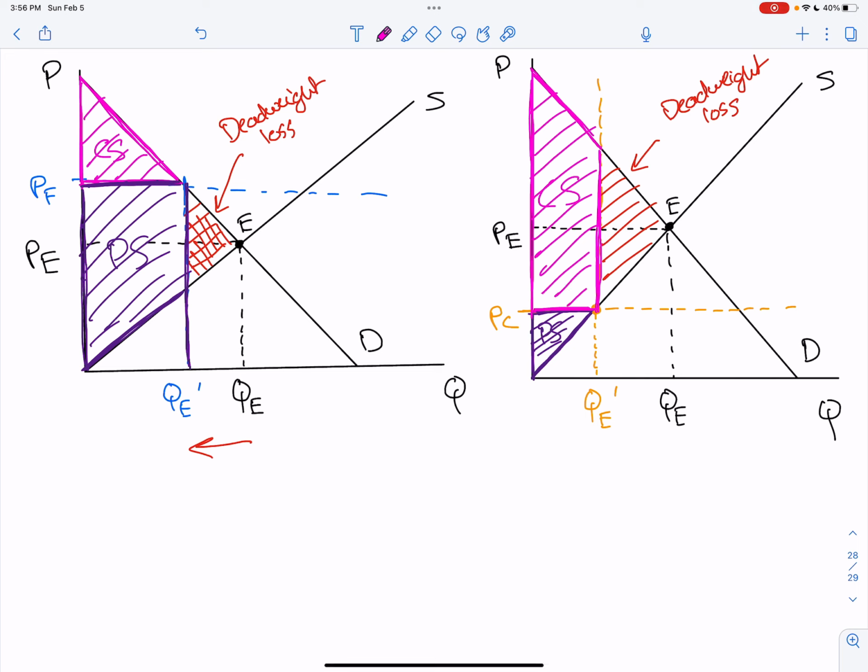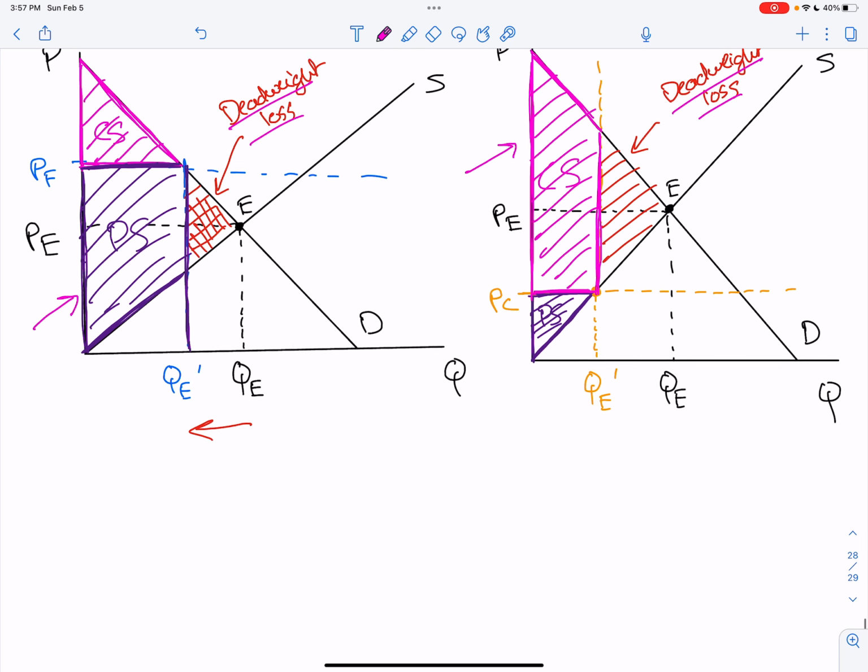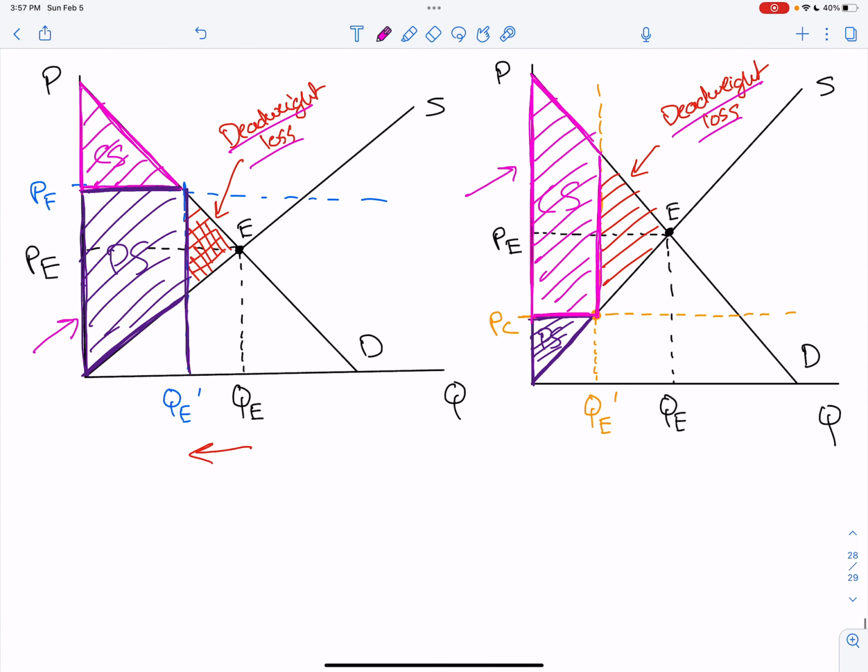So you'll notice that a price floor causes producers to gain at the expense of consumers, right? Because consumer surplus is decreased, but producer surplus is increased. And of course, society as a whole loses out because of this deadweight loss. And in the case of a price ceiling, consumers gain at the expense of producers because our consumer surplus is bigger, whereas the producer surplus is now relatively smaller. And of course, society as a whole loses because of this deadweight loss. Okay, so that summarizes basically the effects of price controls on economic efficiency or on economic surplus.